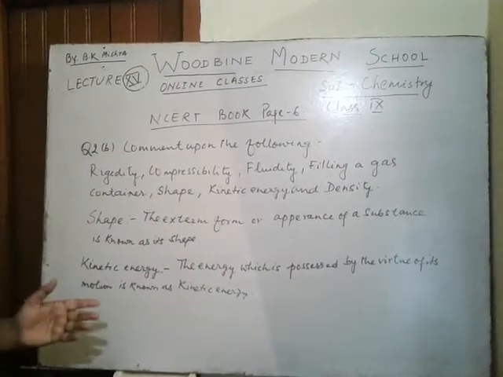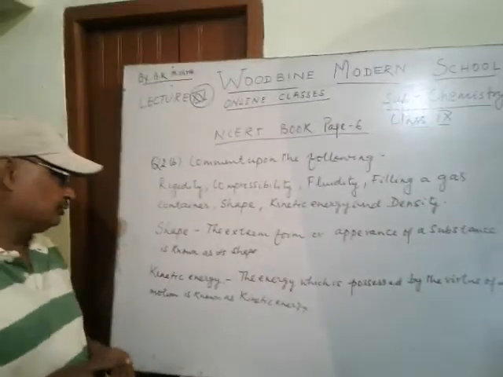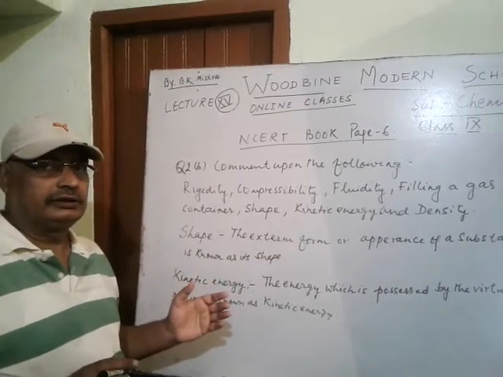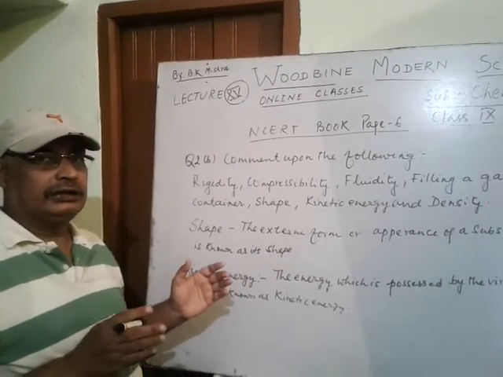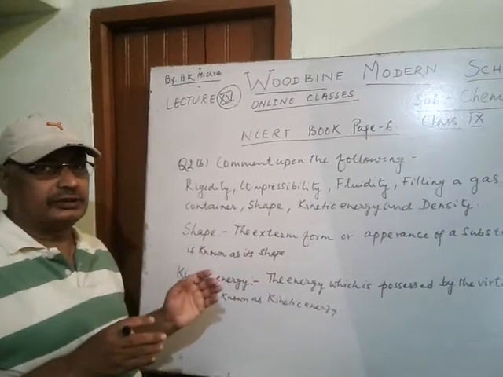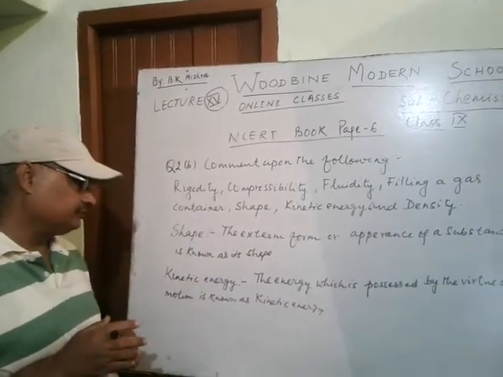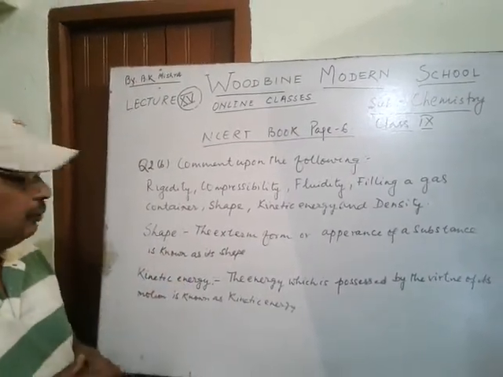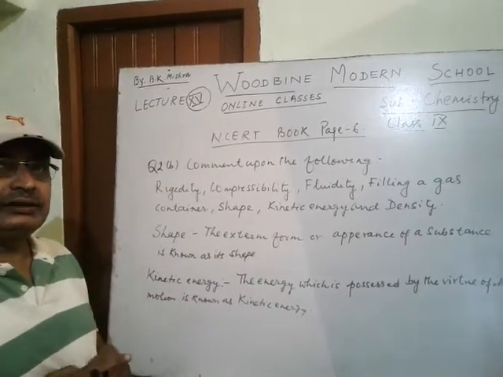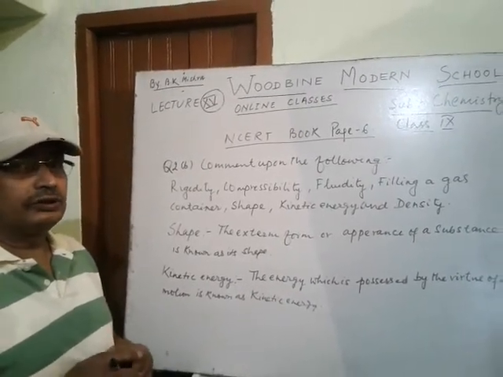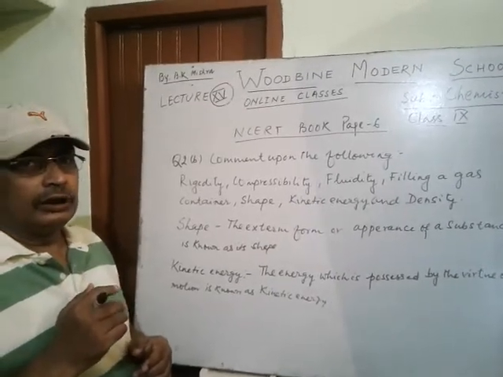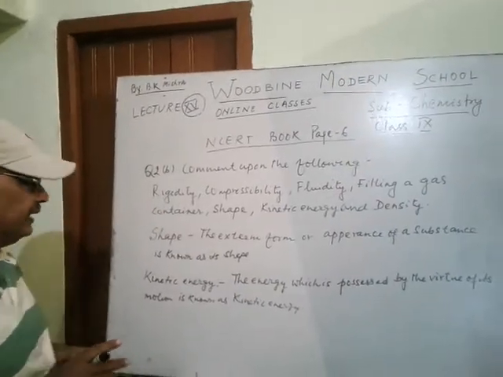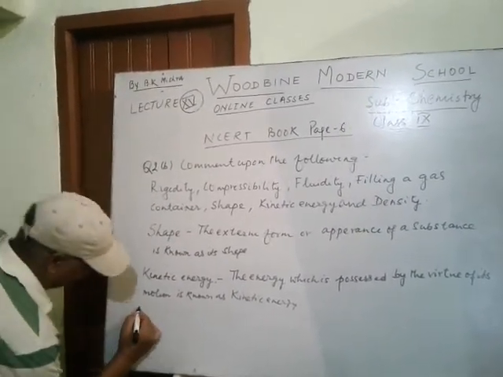When the particles are in motion, they possess kinetic energy. The kinetic energy of the particles of a solid is minimum because they have the greatest forces of attraction and they only vibrate about their mean position. It is a little more in the case of liquids, but in gases the particles have high kinetic energy, and so they move randomly from their places. So this is all about kinetic energy, and let us now discuss density.